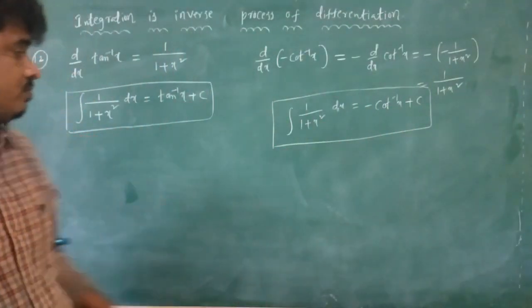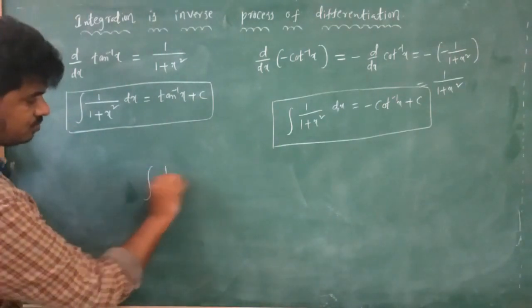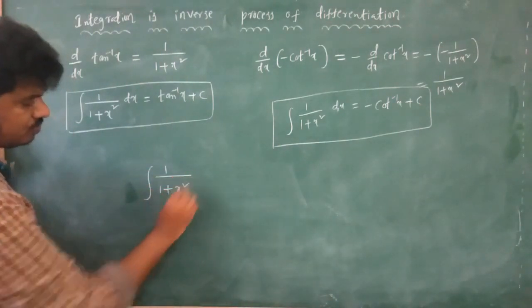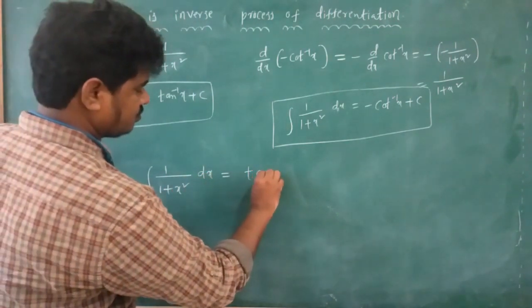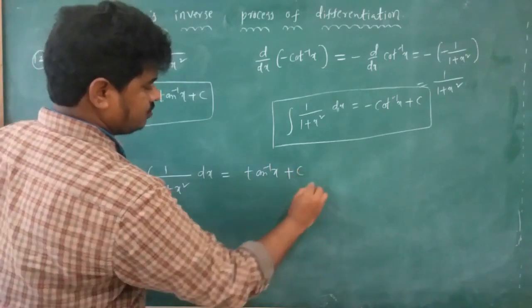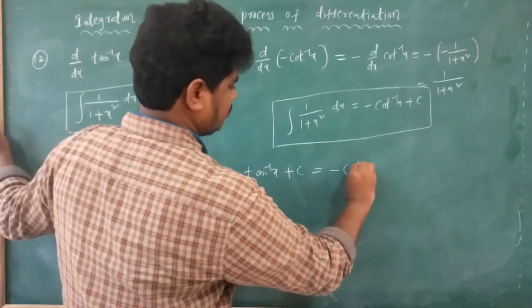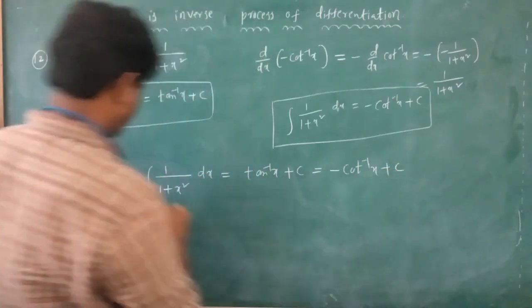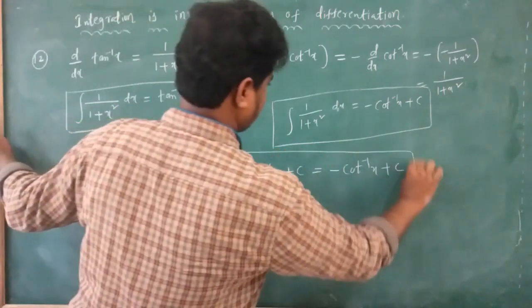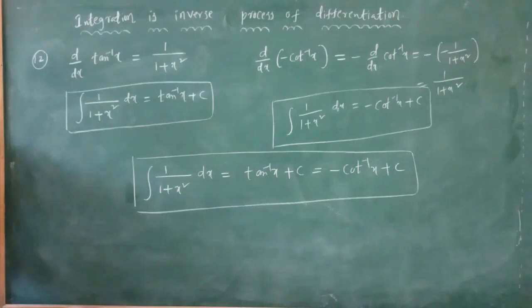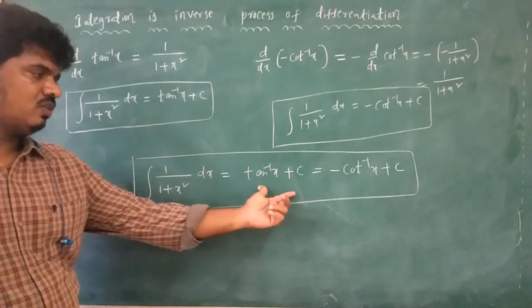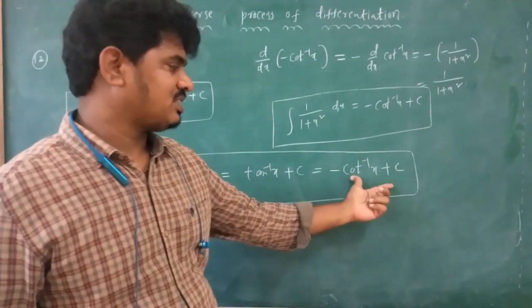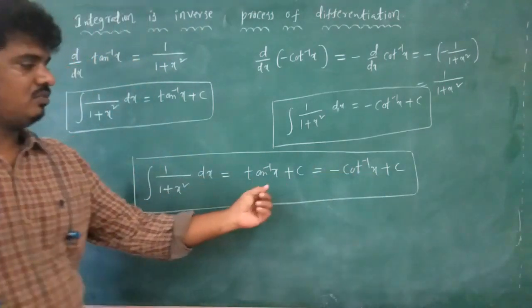From these two, we can write this one. So, what is the integral of 1 by 1 plus x square dx? Tan inverse x plus c or minus cot inverse x plus c. Try to use the first one.